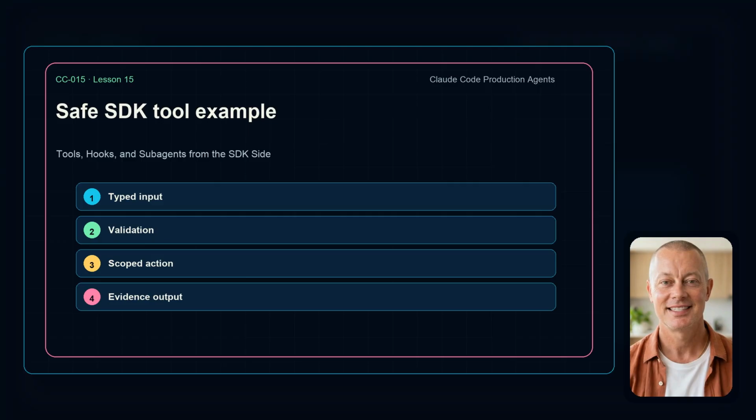A safe SDK tool is boring in the best way. The input is typed. The host validates it before execution. The action is scoped to a narrow permission boundary. The output includes evidence that the next step can inspect. If the tool edits a file, return the path and diff summary. If it calls an API, return the status and identifier. If it fails, return a failure the agent cannot mistake for success.